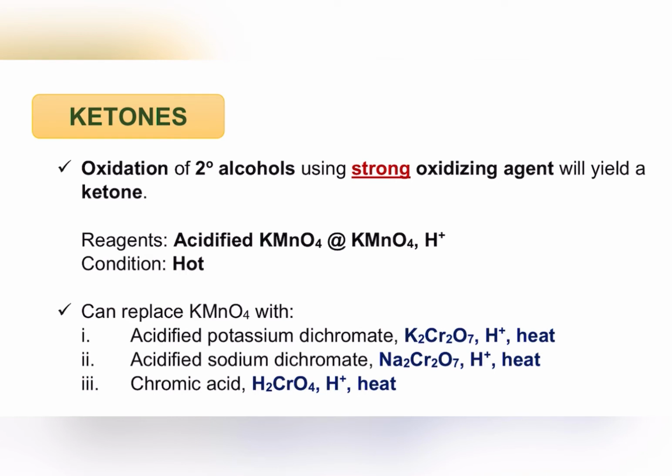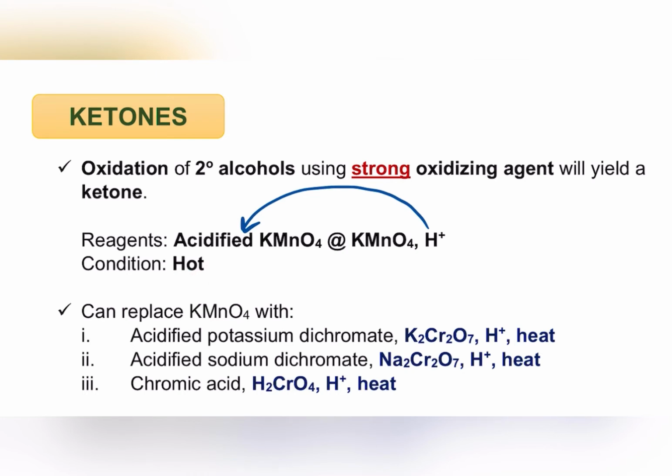If you want to prepare ketone as your product, you can use a strong oxidizing agent by reacting with secondary alcohols. For the statement of reagents and conditions, you have to write it in this form: you can write the reagent as acidified KMnO4, or in chemical formula KMnO4, H+. This H+ is referring to the term acidified. And next, the condition is hot.